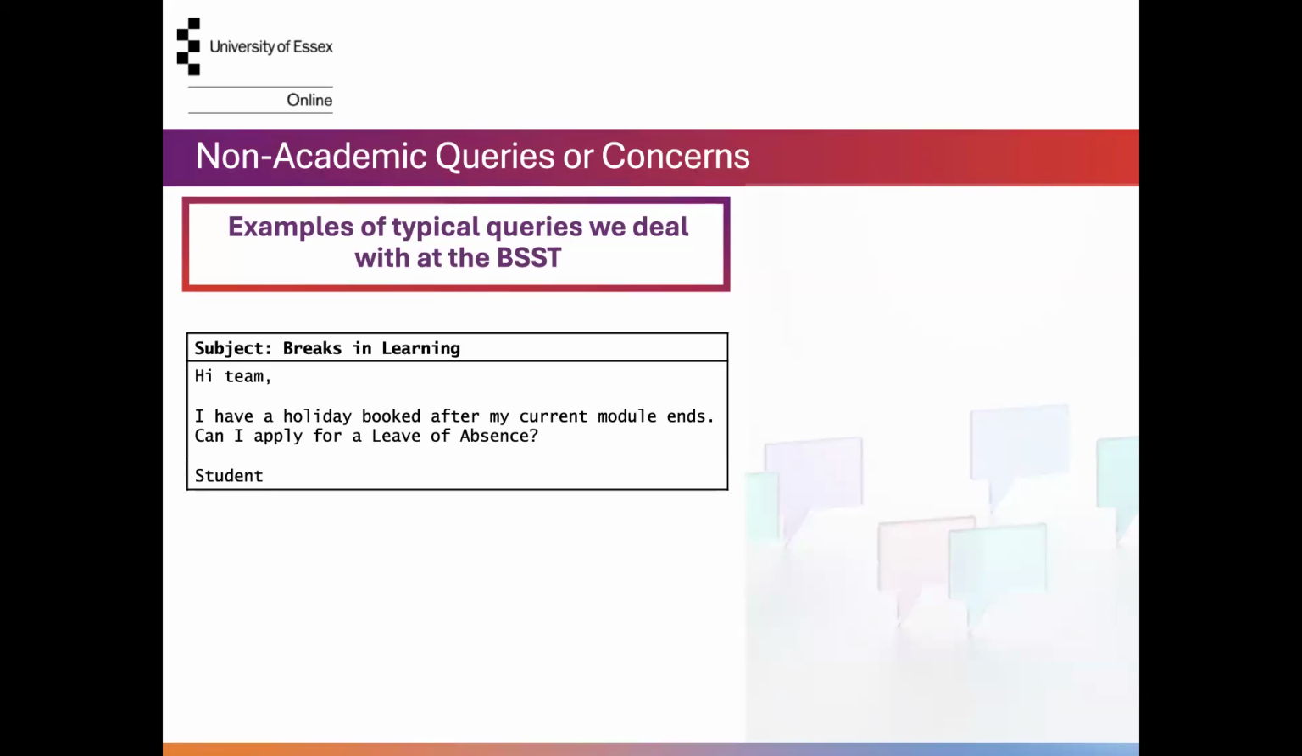As you can see in this first email, the student is taking a holiday that's due to run alongside their next module. This student has requested a leave of absence, and once the module ends or within the first 2 weeks of a module starting, students have the option of taking an informal break from the course for up to 12 weeks.